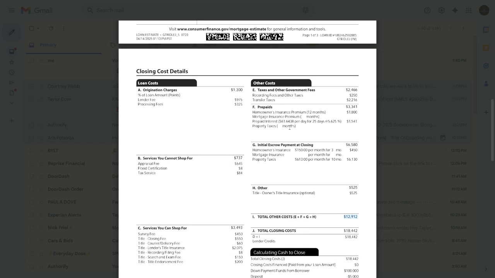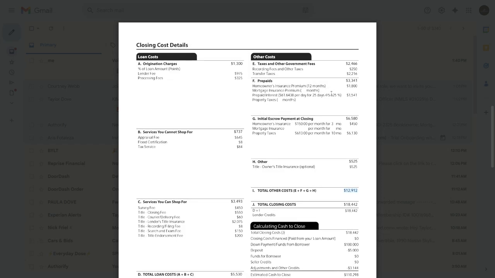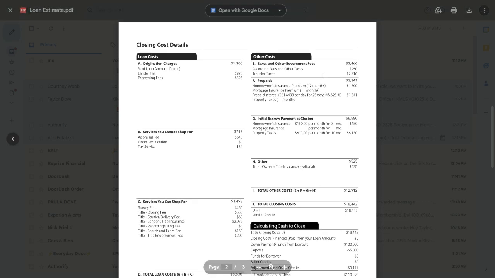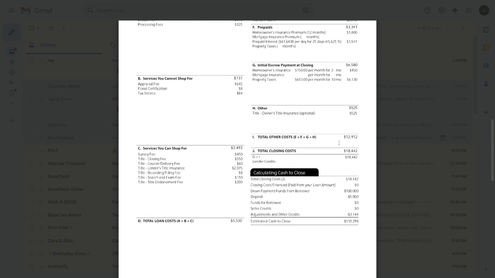These prepaids, if you escrow, we always take 1 year of insurance premium so we can pay that. And then we also do your impounds. The higher the loan amount, the more months we're gonna take here. And this is just to make sure there's no shortage in your escrow when they pay taxes and insurance. And if there is, you'll be refunded that overage. So that's that 12,912 number.